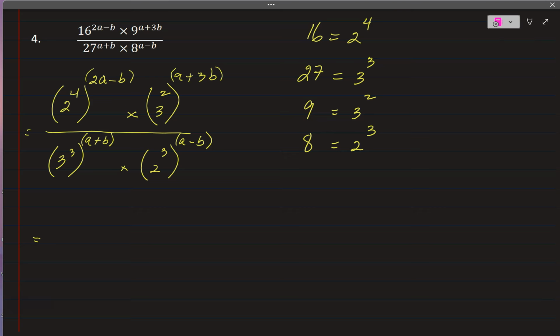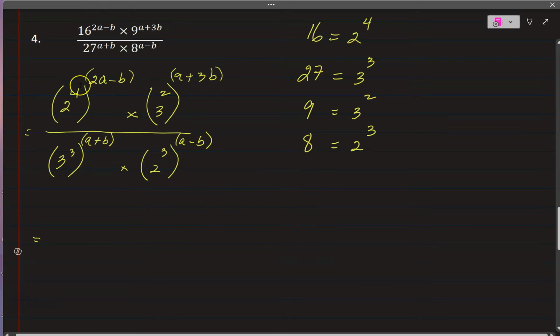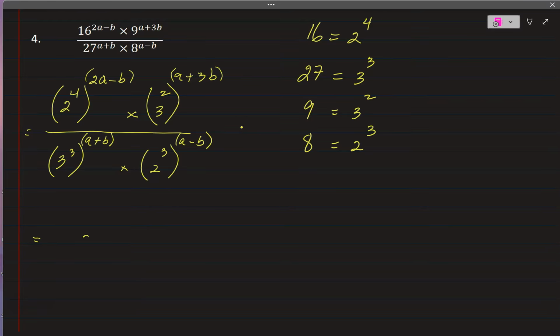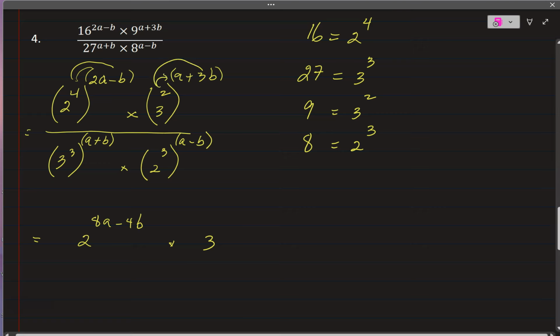So the first term, 2 to the 4, this one right here, 2 to the 4 to the 2a minus b, that is 2 to the 4 times 2a, and then 4 times negative b. So that would be 8a minus 4b. All right, distributive law, that's what we're going to do. There's no easy way out of this. Times 3, and then 2 times a, 2 times 3b. Got to do one step at a time.